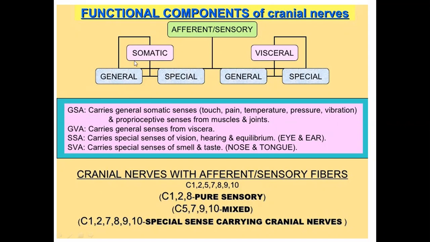Now when we say general somatic afferent, which is represented here as GSA, it carries general somatic sensations like pain, touch, temperature, vibration, pressure, and also proprioceptive sensation, that is joint sense, from muscles and joints. So all these sensations are included in general somatic afferent sensations.